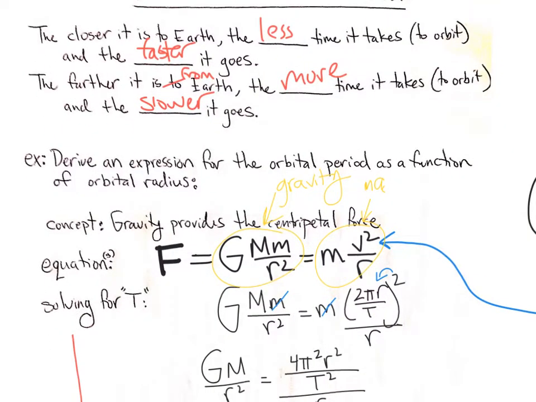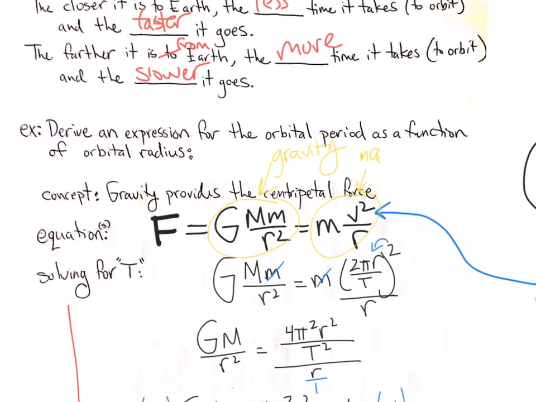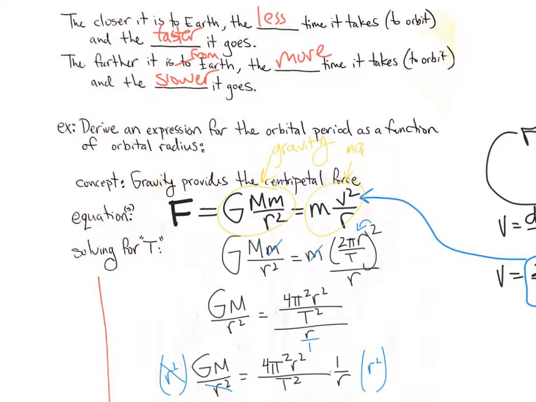All right. So the question asks us to derive an expression for the orbital period as a function of orbital radius. The concept we're using is that gravity provides the centripetal force. That's all you really have to know, well, besides the formulas and some algebra. But this translated into formulas: gravitational force provides a centripetal force. So this is like F equals ma, where this is centripetal acceleration, the v squared over r.